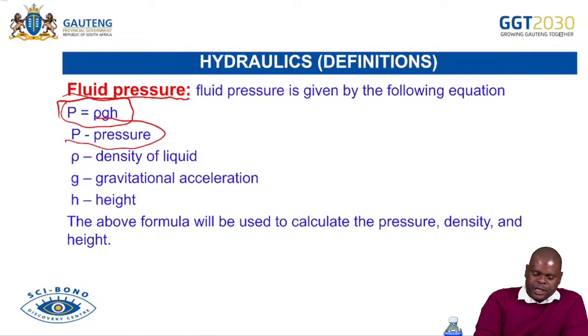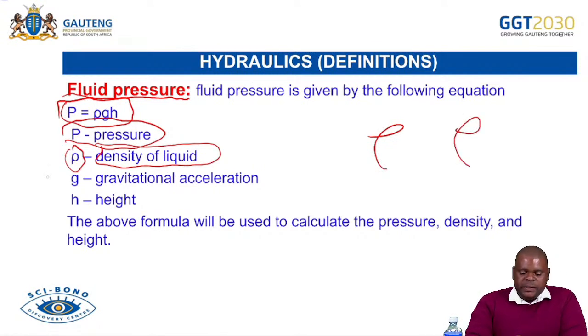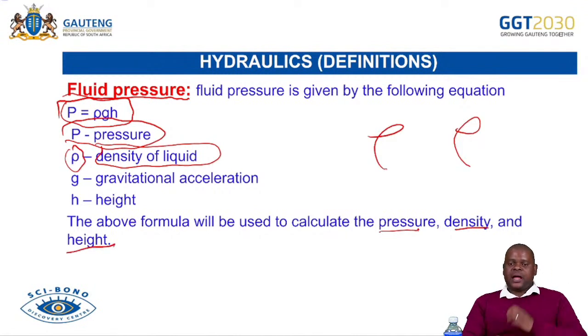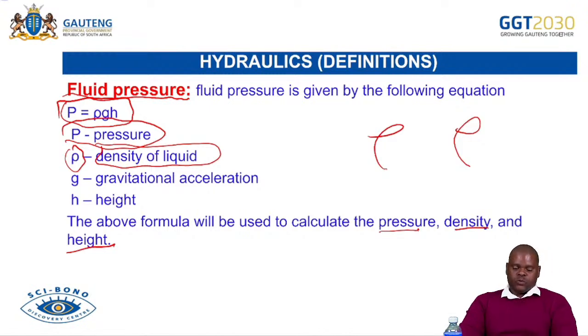We have P for pressure. This is for density. It's not P, and it's not even a small p, but it stands for the density of the liquid, and it's written like this. Then g is the gravitational acceleration, and h is the height. Then the above formula will be used to calculate the pressure, the density, and the height. Can you see? Yes. Then we continue.